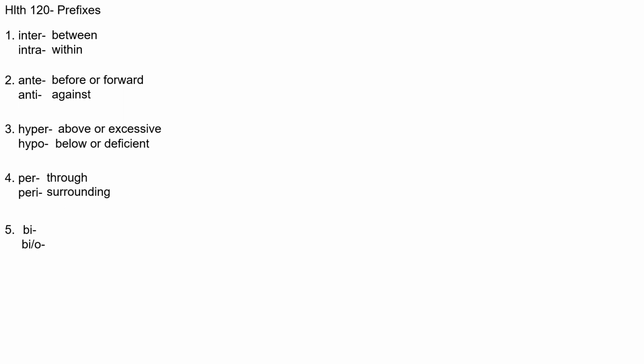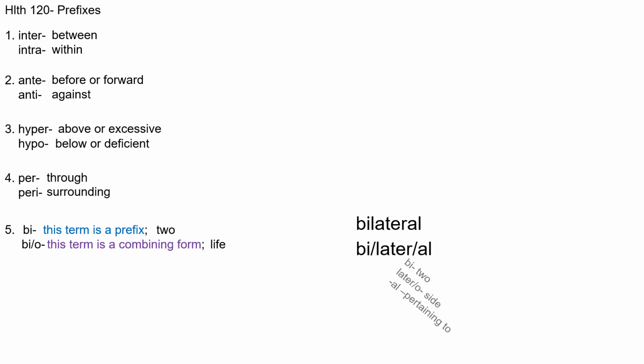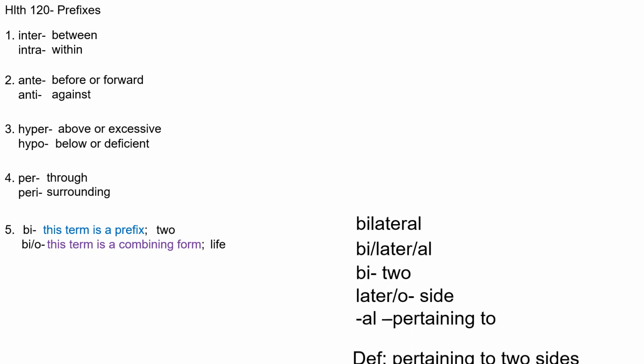The last one I have listed here is showing you the prefix bi and the combining form bio. Now, when I look at these two, very similar in their spelling. Okay, bi means two, bio, the combining form, means life. So why is it so tricky? Well, let's take a look at this word bilateral. Now, when you look at this term, you could break it down and define it in such a way that you would get the meaning pertaining to two sides. But what if I use the combining form? Could this mean pertaining to the side of life? That sounds like a reasonable definition.